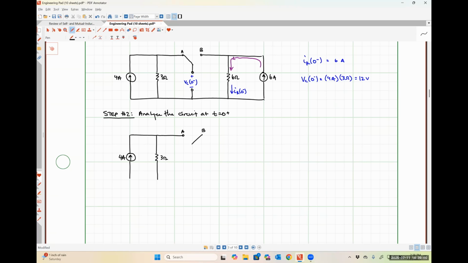I'm going to leave that capacitor part blank. We'll talk about what that's going to look like here in just a moment, but it's the exact same thing we did on Wednesday, if anybody's interested. Here's our 6 ohm resistor. Here is our 6 amp source. So can any of you guys recall what we did to capacitors at t is equal to 0 plus on Wednesday?